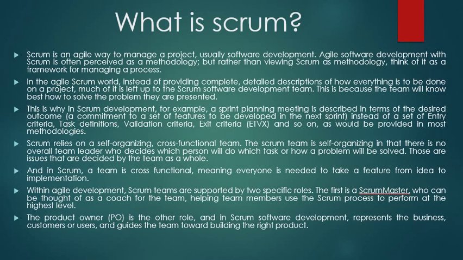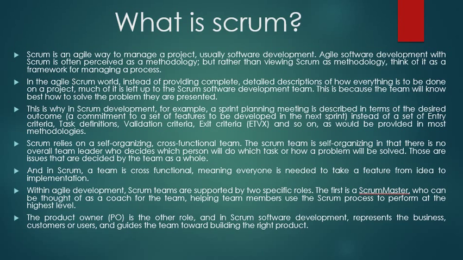Scrum is an agile way to manage a project, usually software development. Agile software development with Scrum is often perceived as a methodology. But rather than viewing Scrum as a methodology, think of it as a framework for managing a process. In the Agile Scrum world, instead of providing complete, detailed descriptions of how everything is to be done on a project, much of it is left up to the Scrum software development team. This is because the team will know best how to solve the problem they are presented.